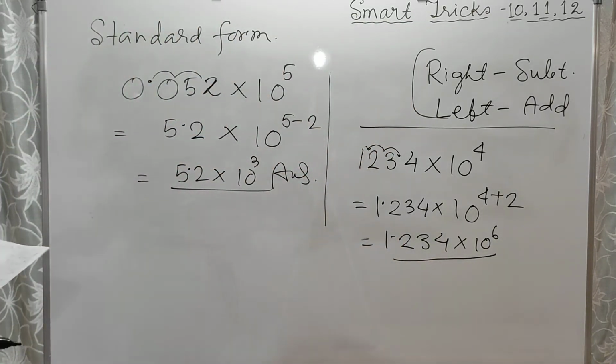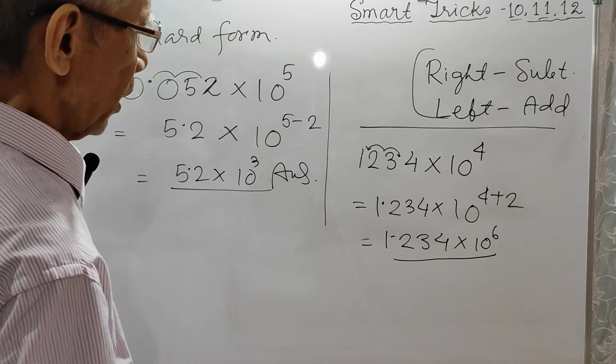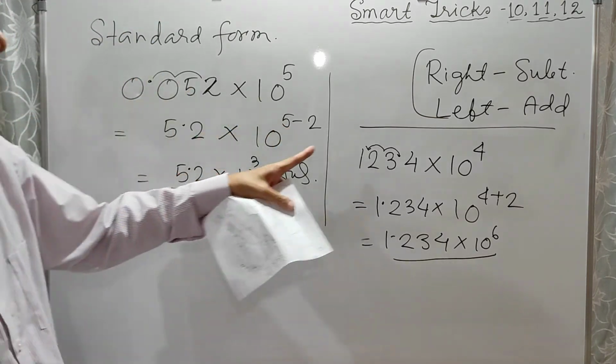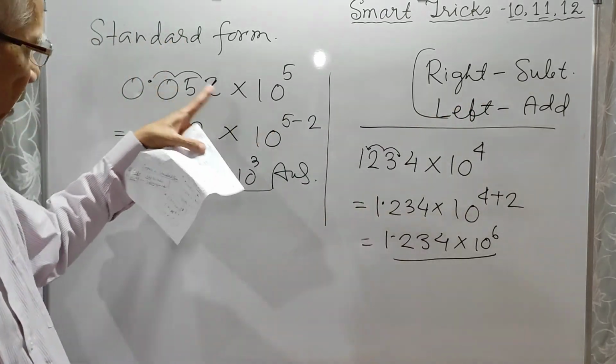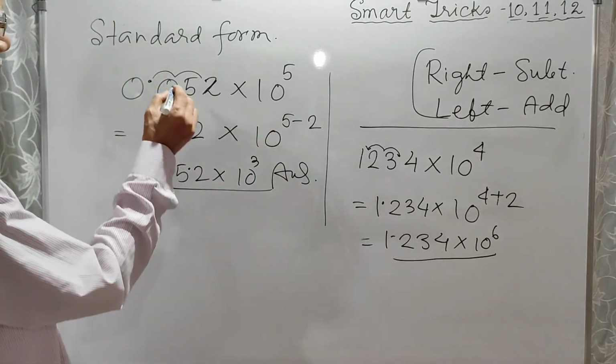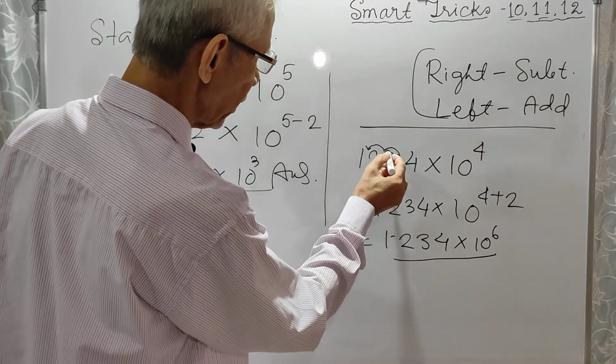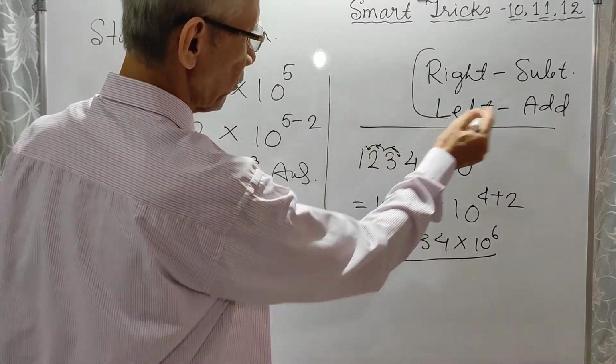So this is the final answer. All right. Okay. So in this case, we added, because we are moving the decimal to the left. If we were moving to the right, we would subtract. Therefore, here, add.